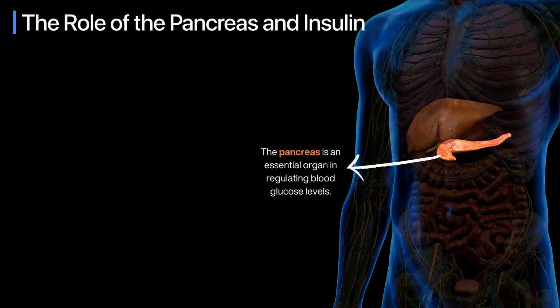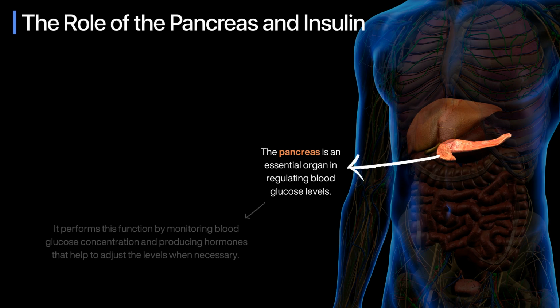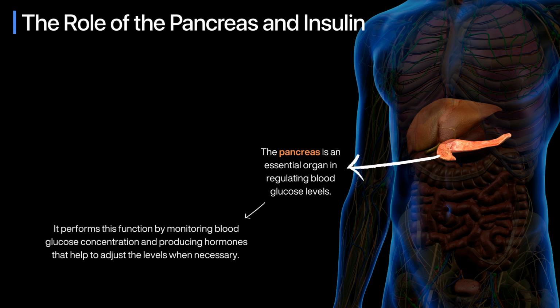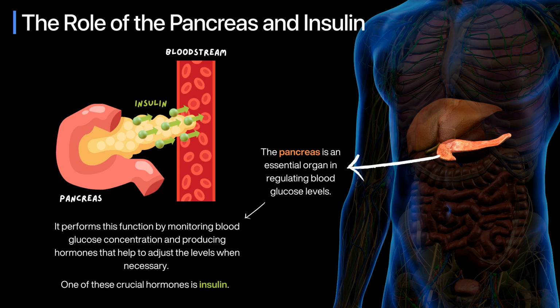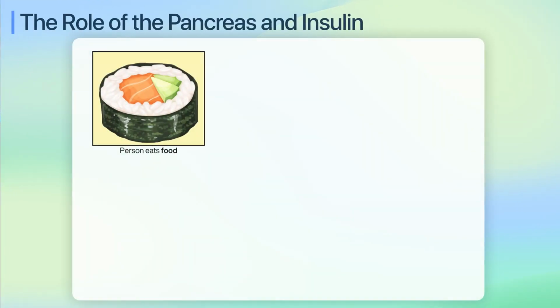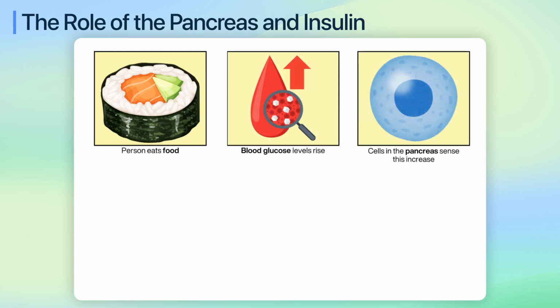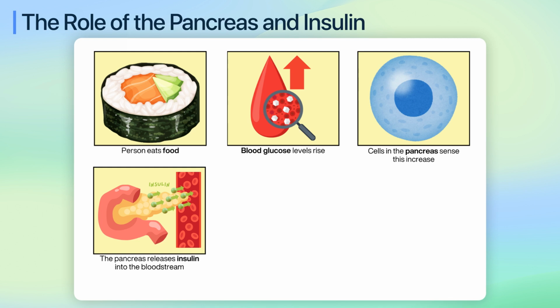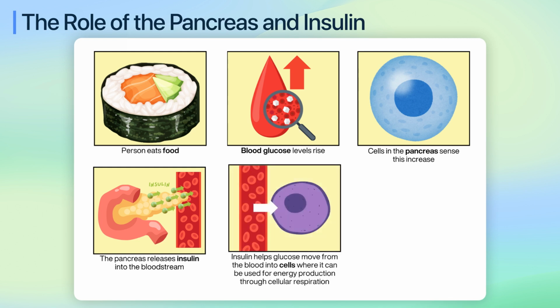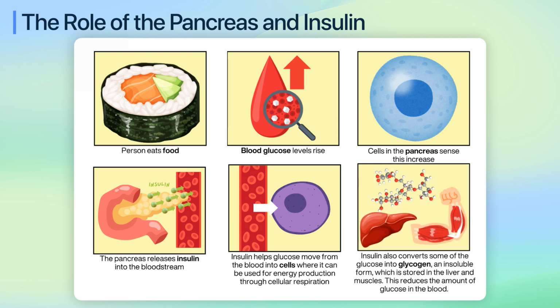The pancreas is an essential organ in regulating blood glucose levels. It performs this function by monitoring blood glucose concentration and producing hormones that help to adjust the levels when necessary. One of these crucial hormones is insulin. Here is how your pancreas and the insulin that it produces help regulate your blood glucose levels. When you eat and your blood glucose levels rise, cells in the pancreas sense this increase. In response, the pancreas releases insulin into the bloodstream. Insulin helps glucose move from the blood into cells where it can be used for energy production through cellular respiration. Insulin also converts some of the glucose into glycogen, an insoluble form, which is stored in the liver and muscles. This reduces the amount of glucose in the blood.